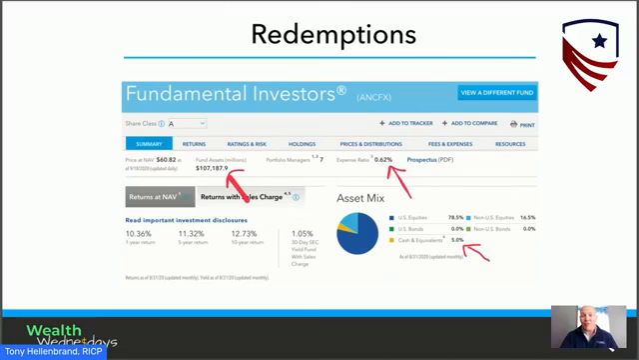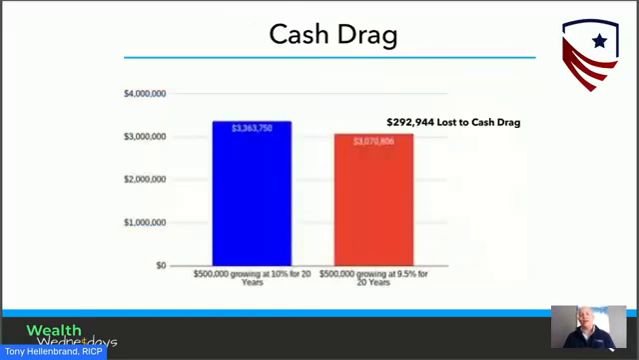And what does that mean over the long haul? Well, think about this. If you have 100% of your money invested versus 95% of your money invested, how does that pan out over the long haul? Well, I actually ran a quick example here, and sorry, I know it's going to be a little bit blurry on here, but $500,000 growing at 10% for the next 20 years. So this would be if you were fully invested. $500,000 growing at 10% for 20 years is $3.36 million.